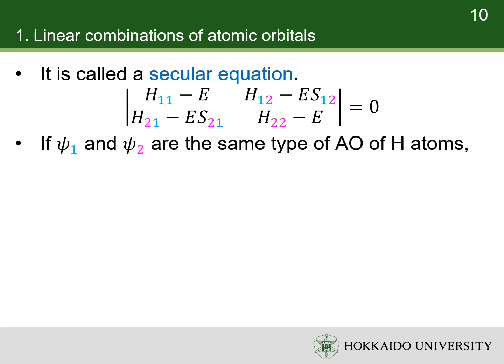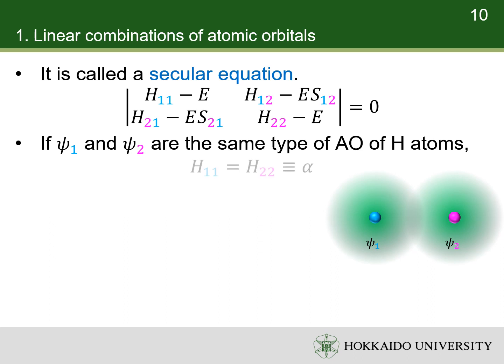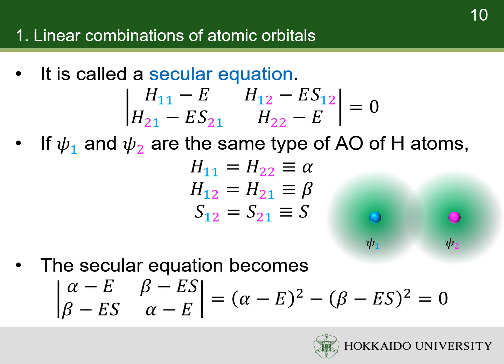If the two atomic orbitals in LCAO are the same type orbitals, the secular equation can be further simplified due to the symmetry of the system. The two Coulomb integrals are identical. The two exchange integrals are identical. The two overlap integrals are identical as well. For simplicity, they are denoted by alpha, beta, and s. Then, the secular equation becomes a simple quadratic equation about energy.